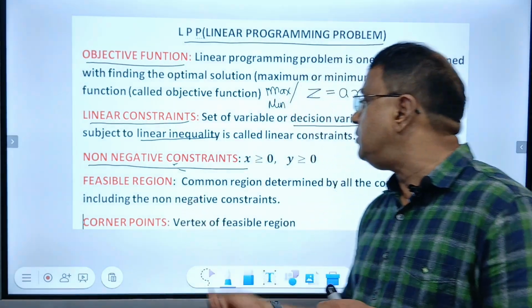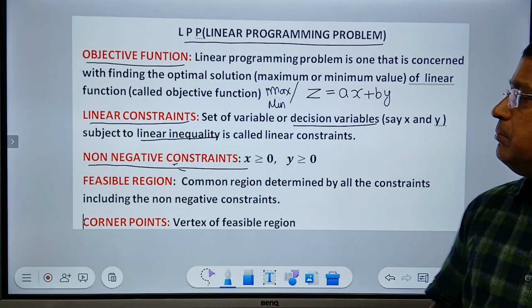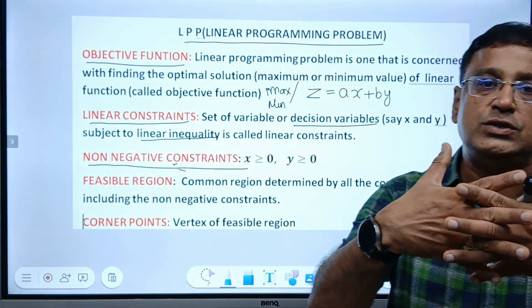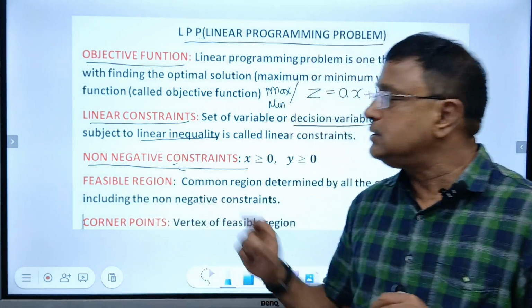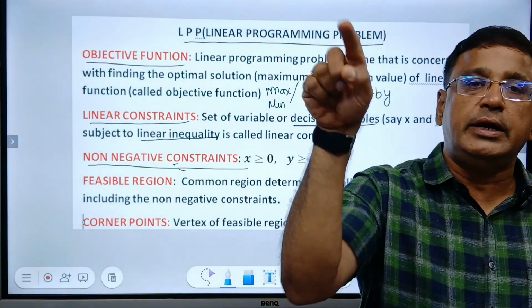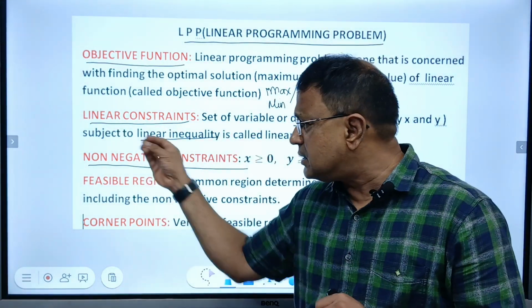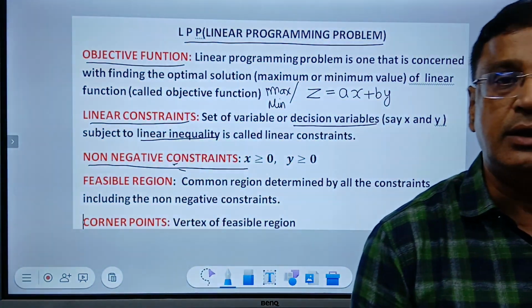Now what is a feasible region? A feasible region is nothing but a common region determined by all the constraints. So when I have the constraints, and wherever the constraints overlap, I call that the feasible region. And corner points are nothing but, suppose you get a feasible region which is a quadrilateral, the vertices of that quadrilateral are the corner points. Okay, so we will understand more in detail about these words when we actually start doing the problems.